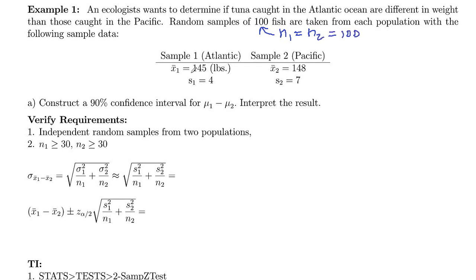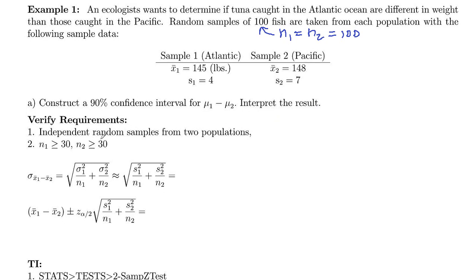And then we saw the mean weight in the first sample from the Atlantic was 145, standard deviation 4. Mean weight in the second sample, 148, standard deviation 7. Construct a 90% confidence interval for the difference in means and interpret the result. So first we want to verify our requirements here.